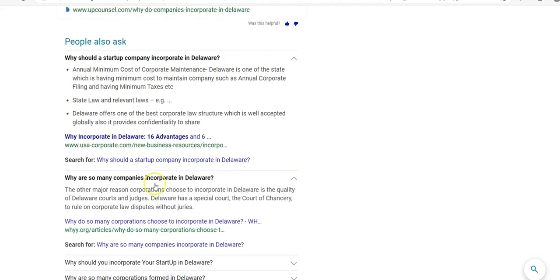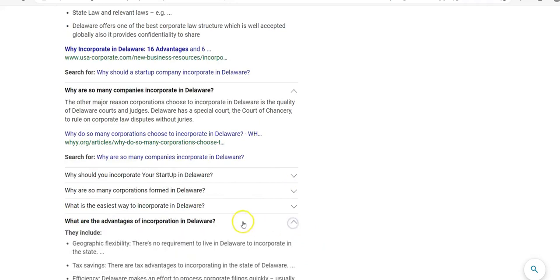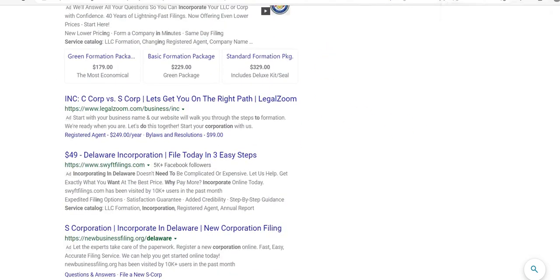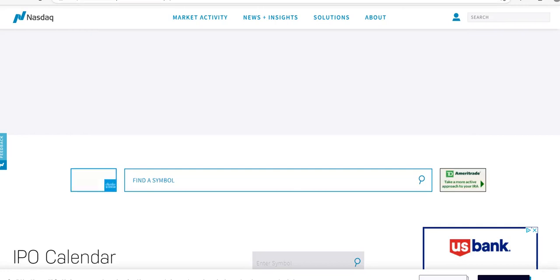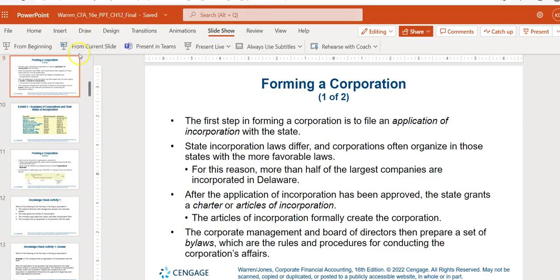Okay, here we go. The other major reasons is the quality of Delaware courts and judges. So basically, you know, legally, it's just better for them. And let's see. Okay, geographic flexibility, tax savings, and efficiency. Okay, so, you know, it's kind of just what I said. But I just wanted to get something from the internet so that you could see a little bit more.